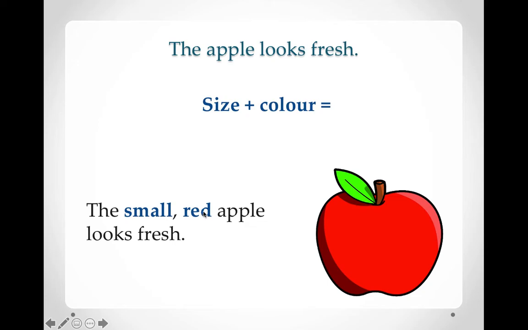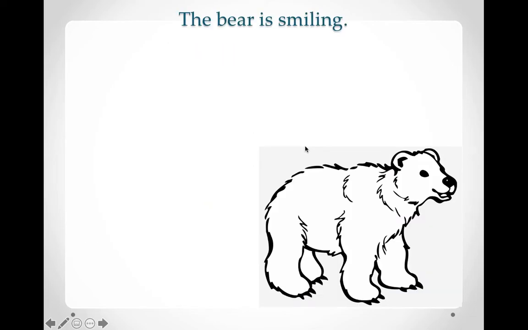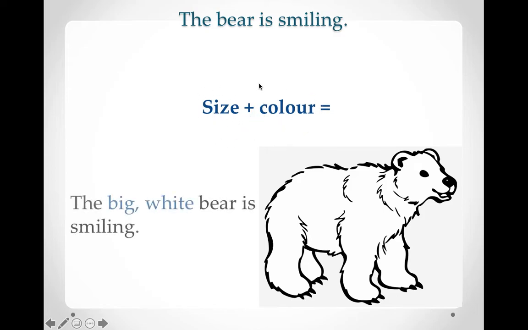Remember, the describing words you are using today are only size and color. And what comes first? Amazing work. Size comes first, then the color. The bear is smiling. Now you're going to add size and color. The big white bear is smiling. Big is the size, white is the color.